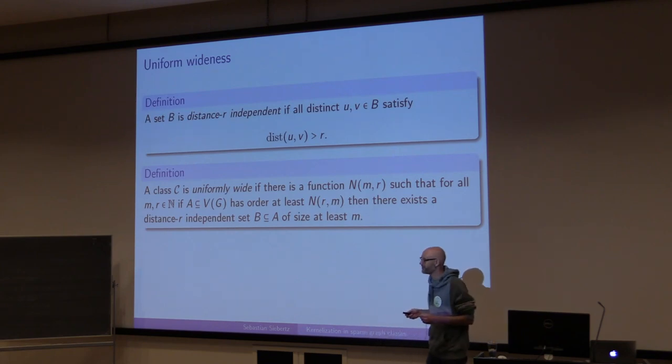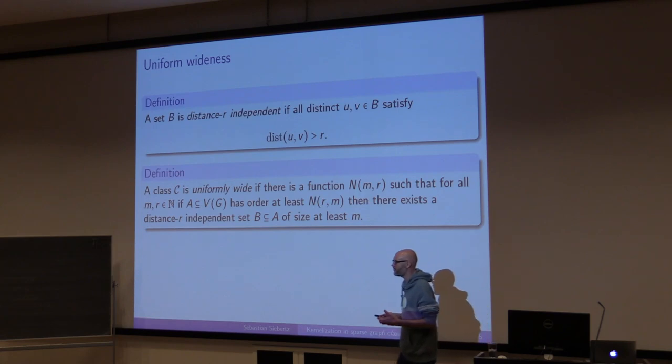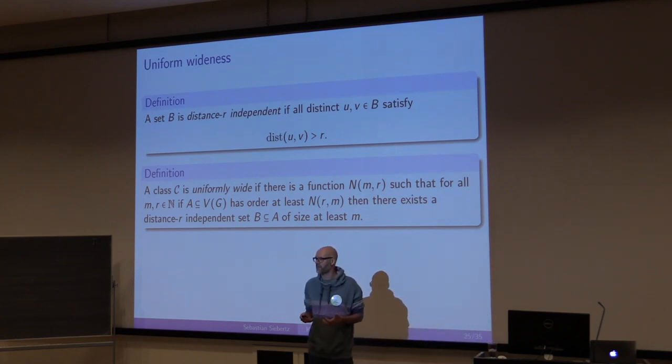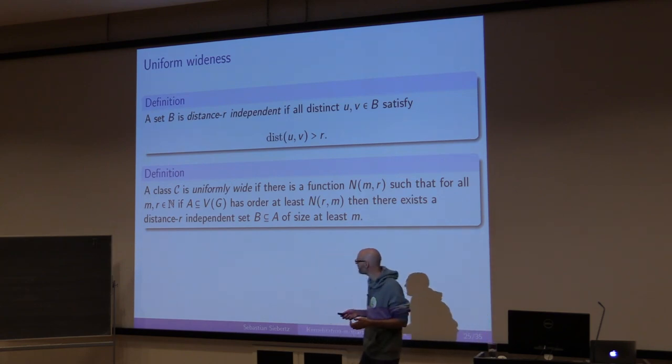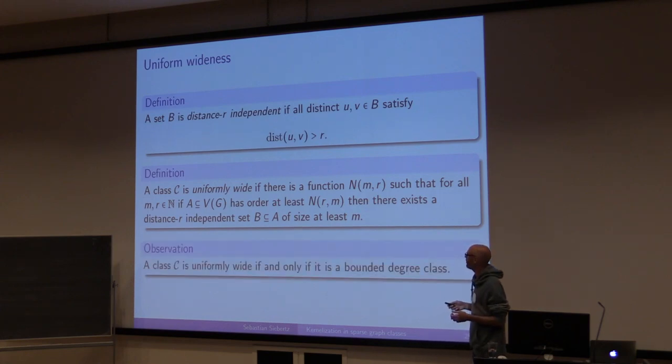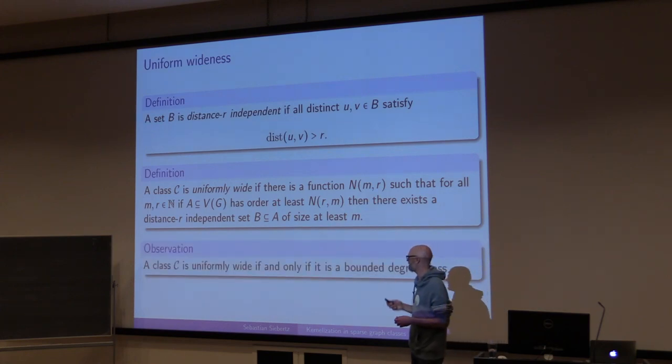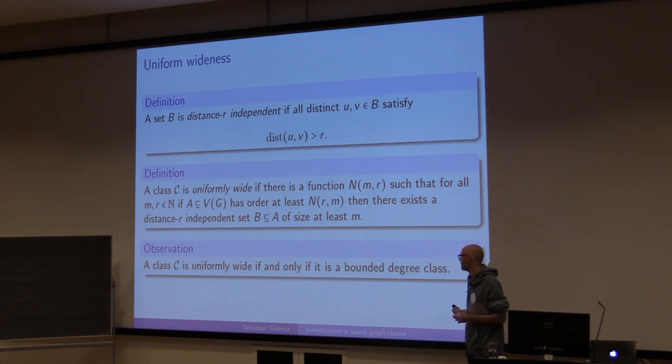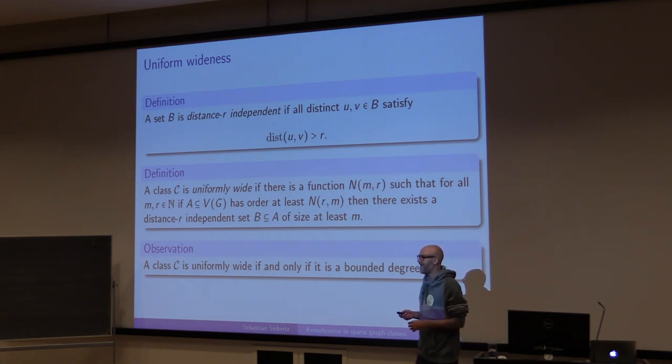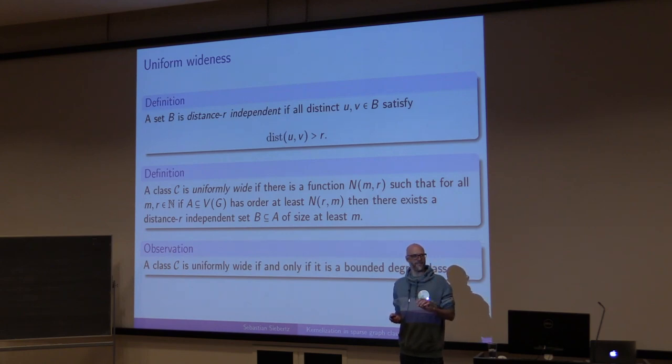However, we can generalize this concept. We have many tools for graphs that are bounded degree graphs, yes, and we want to lift those tools now by the following modification. Yeah, so here's our observation. Class is uniformly wide if and only if it's a bounded degree class. Now, this star example somehow captures everything that's happening and how we want to generalize the concept.